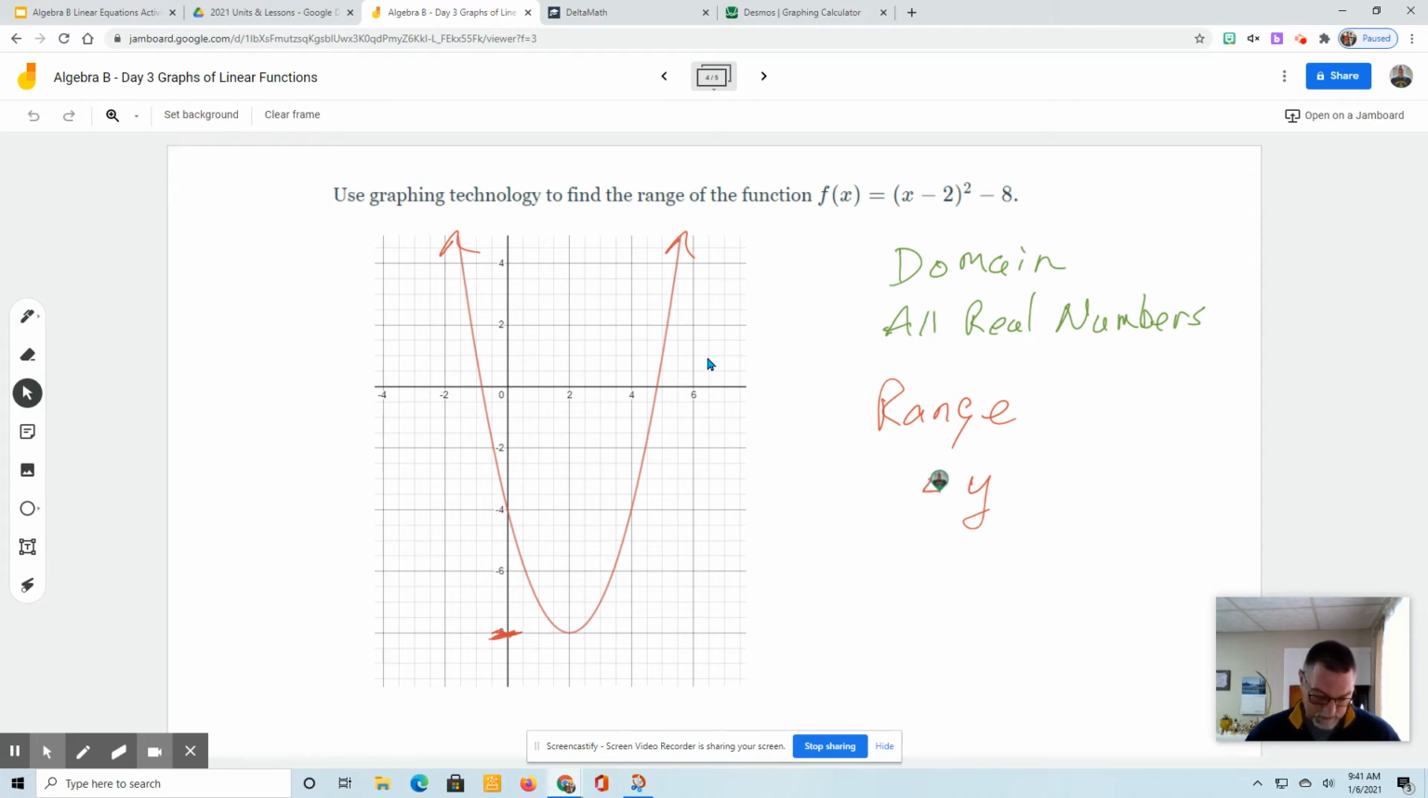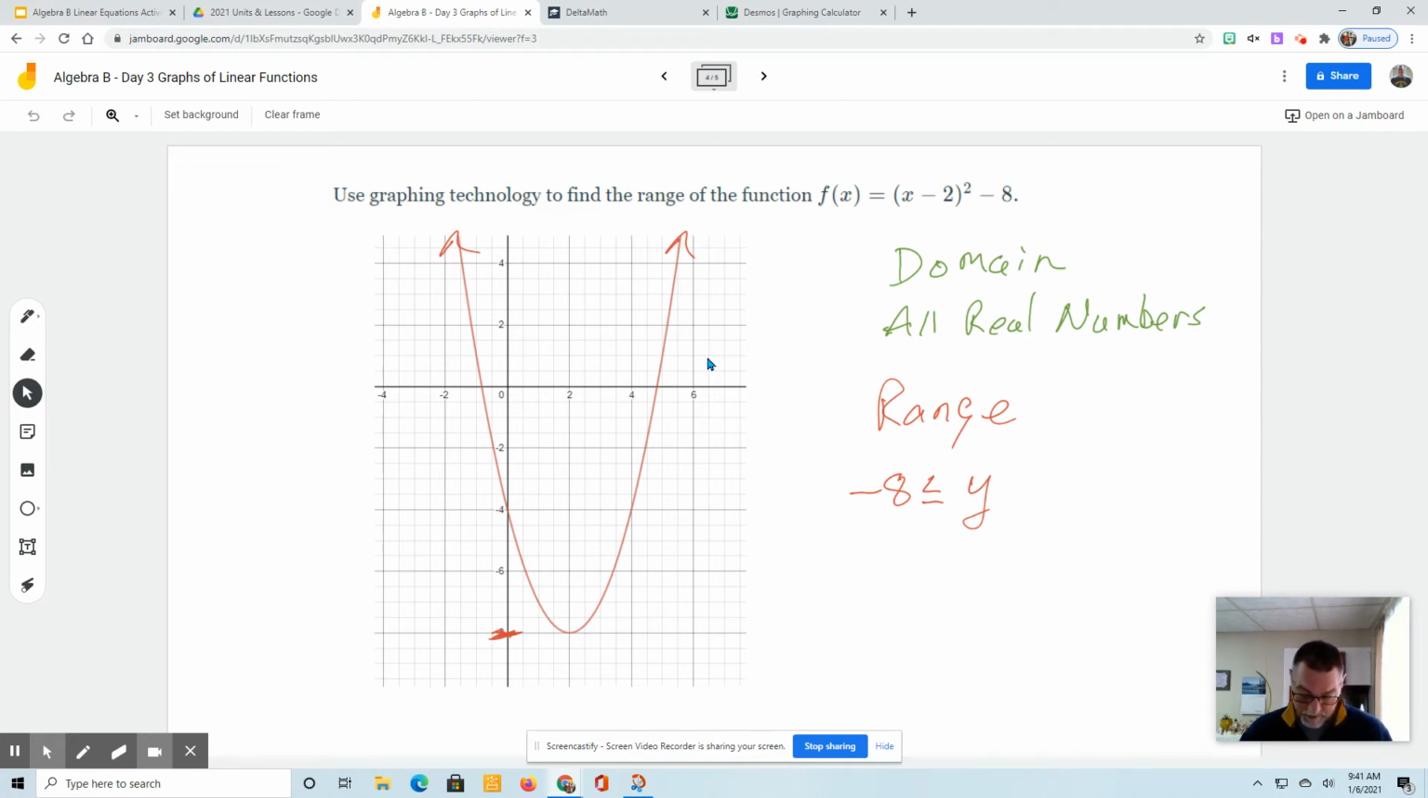And since it does include it, we would say y is greater than or equal to -8, and it's less than, you could say, positive infinity, because it goes on forever. But we don't put that down. We're just going to say that y is greater than or equal to -8.